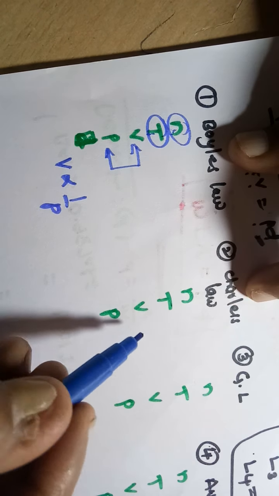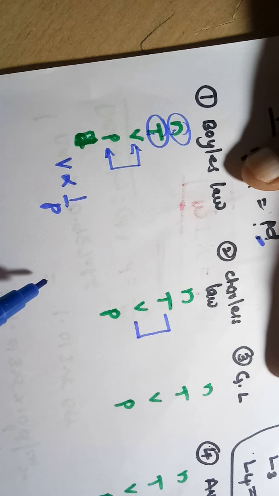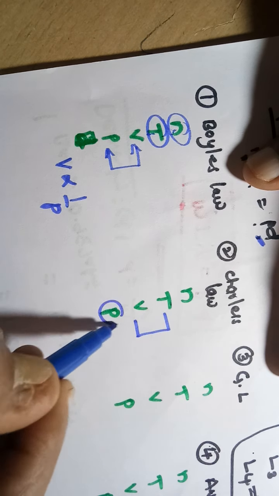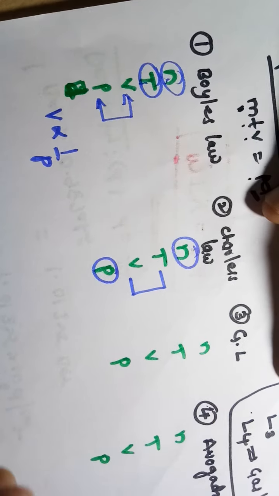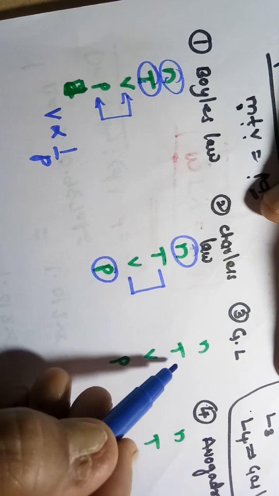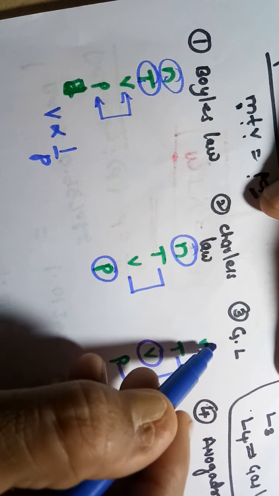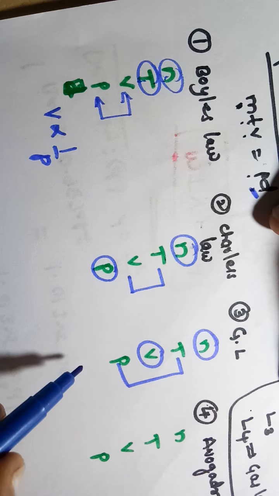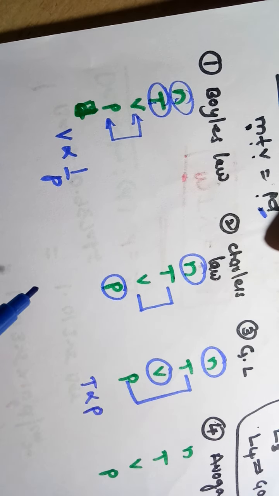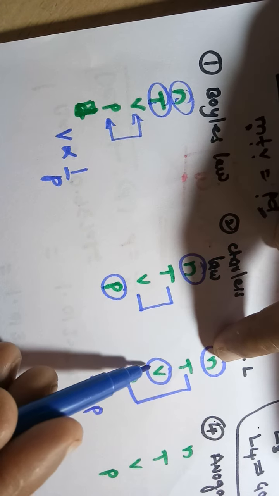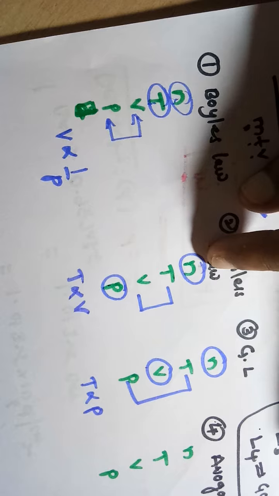Next, Charles law explains the relation among temperature and volume. So the remaining two properties are constants. Gay-Lussac's law explains the relation among T and P, temperature and pressure. So these two are constants. What is the relation in Gay-Lussac's law? Temperature is proportional to pressure when these two are constants.